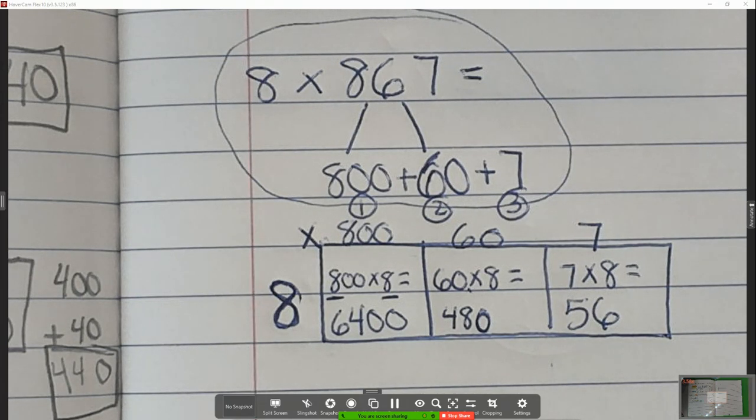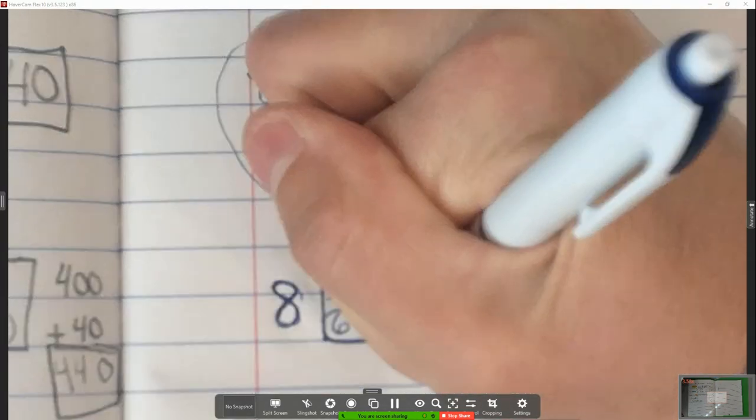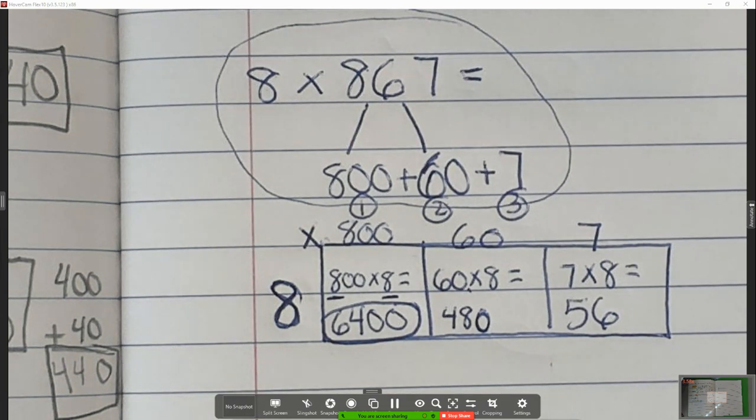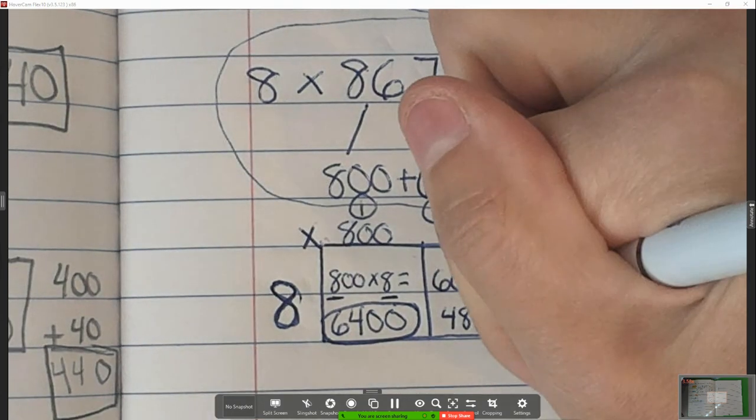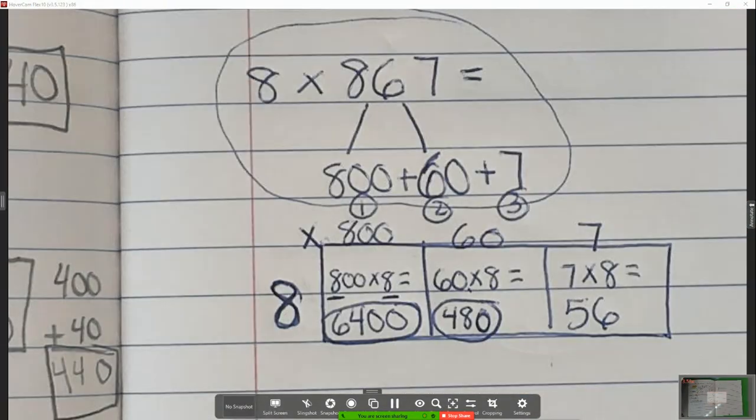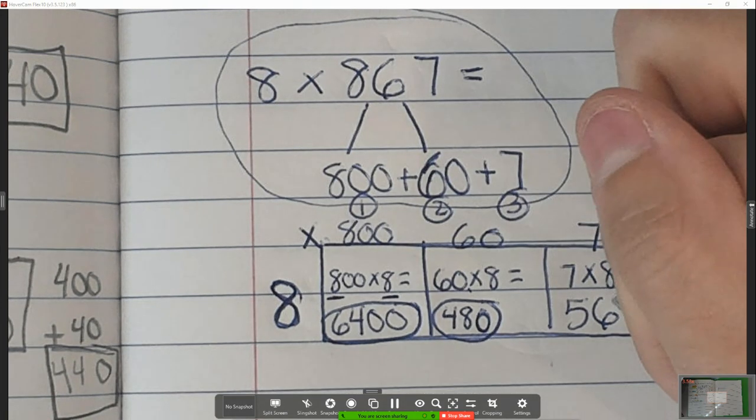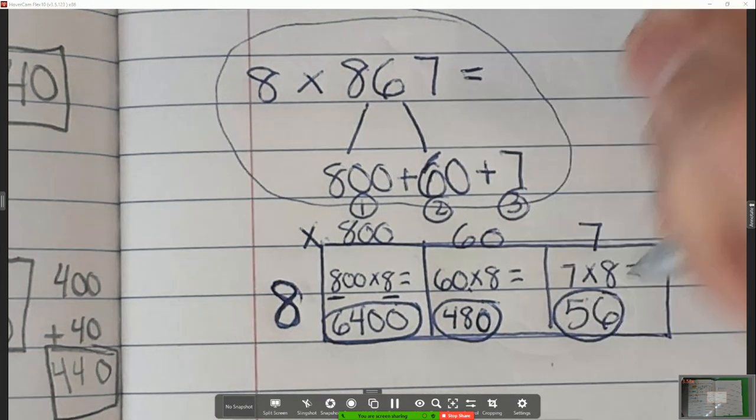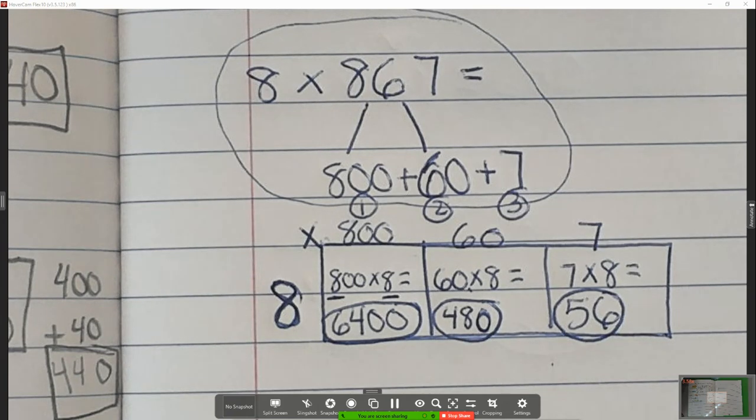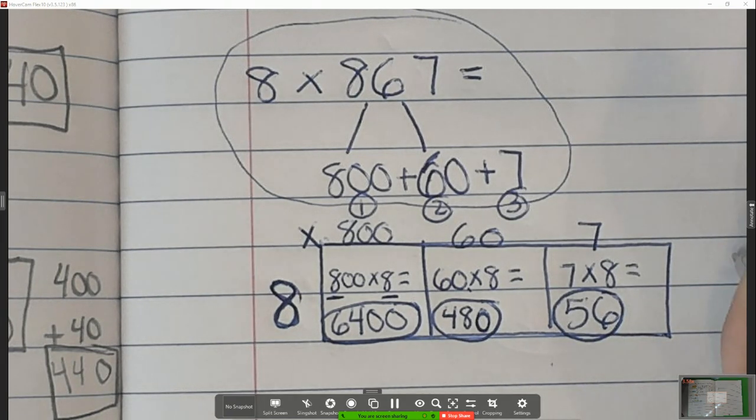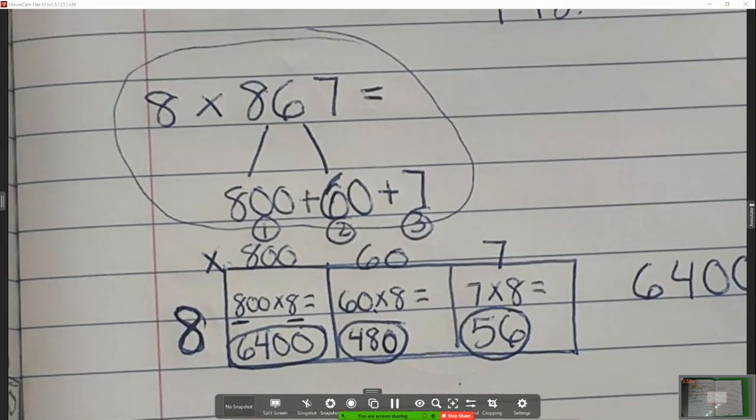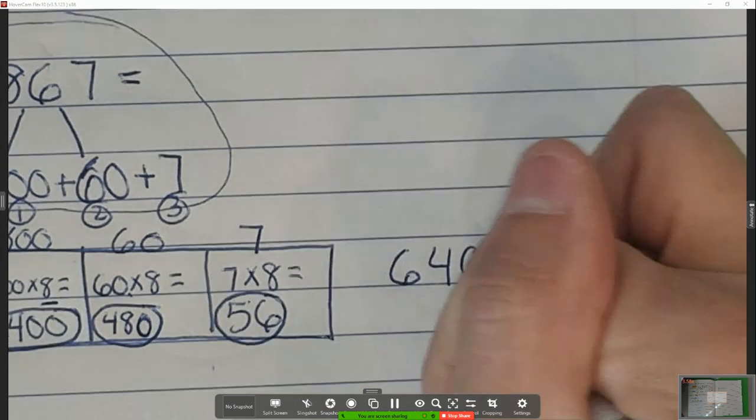Add the partial products. Very good. We got to add the partial products. So that means I'm adding this one, 6,400. I'm adding this one, 480. And I'm adding this one, 56. Let's go ahead and just put it to the side. Make sure you guys are adding, lining them up. Oops. Let me show you guys my screen. There you go.